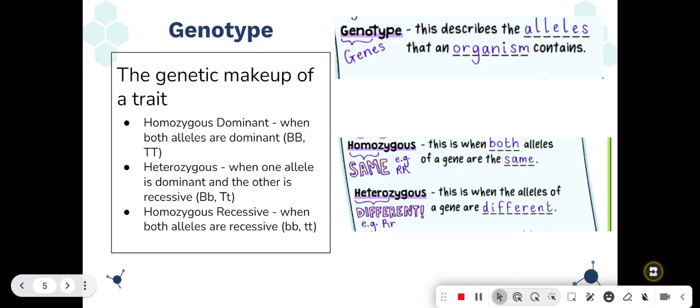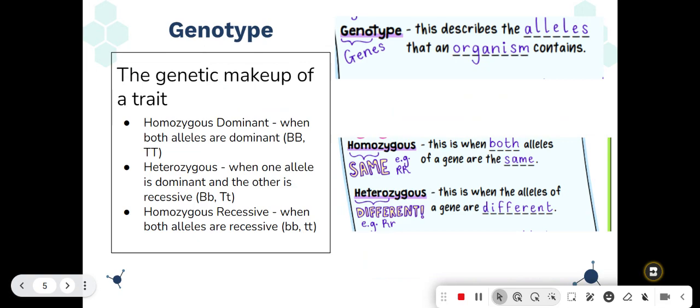So genetics leads us to probability and statistics, and the probability and statistics have to do with the genotypes and the phenotypes. So a genotype is the description of the alleles that the organism contains. So this is the combination of the letters that you write down. You can have different types of genotypes.